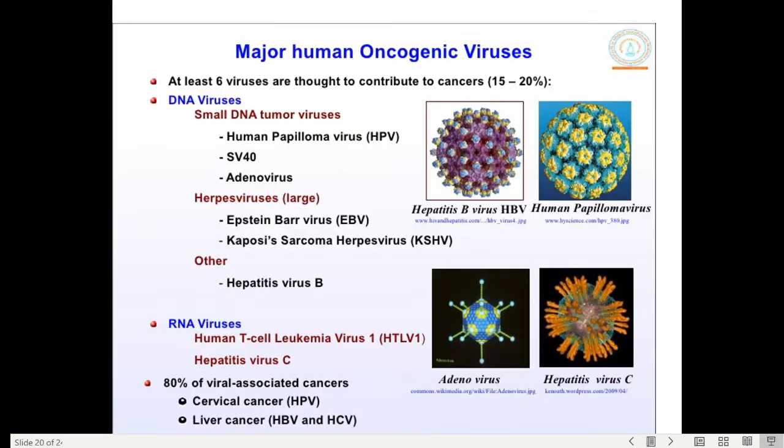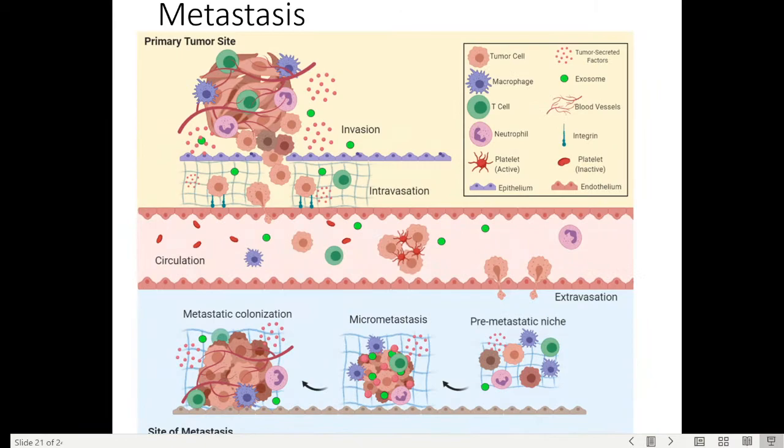These are virus-based oncogenes. Till today we have studied the human papillomavirus, the Epstein-Barr virus, and the hepatitis B virus, which are DNA viruses. They have also been studied for some RNA viruses, that is human T-cell leukemia virus and hepatitis C virus. These viruses can cause cancer in the human cell. These reports have been submitted by various institutions. Then what is metastasis?